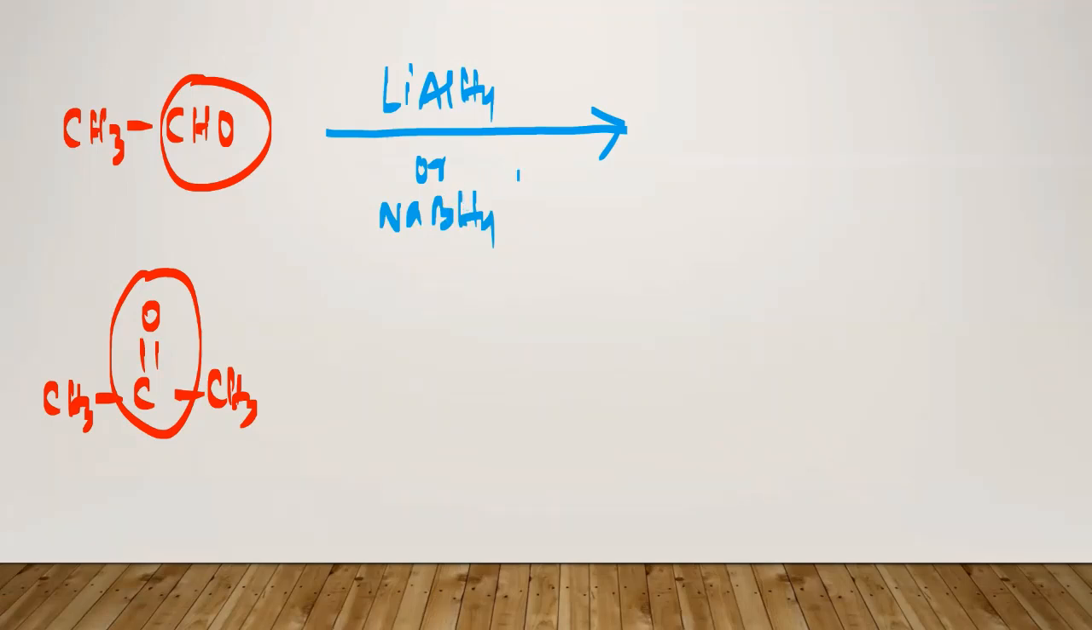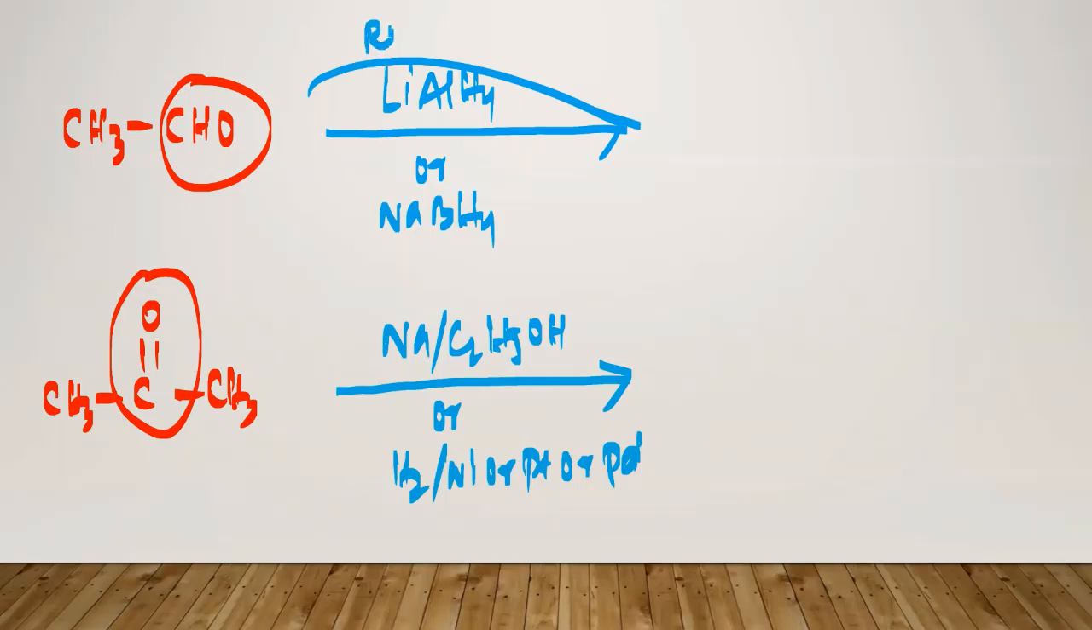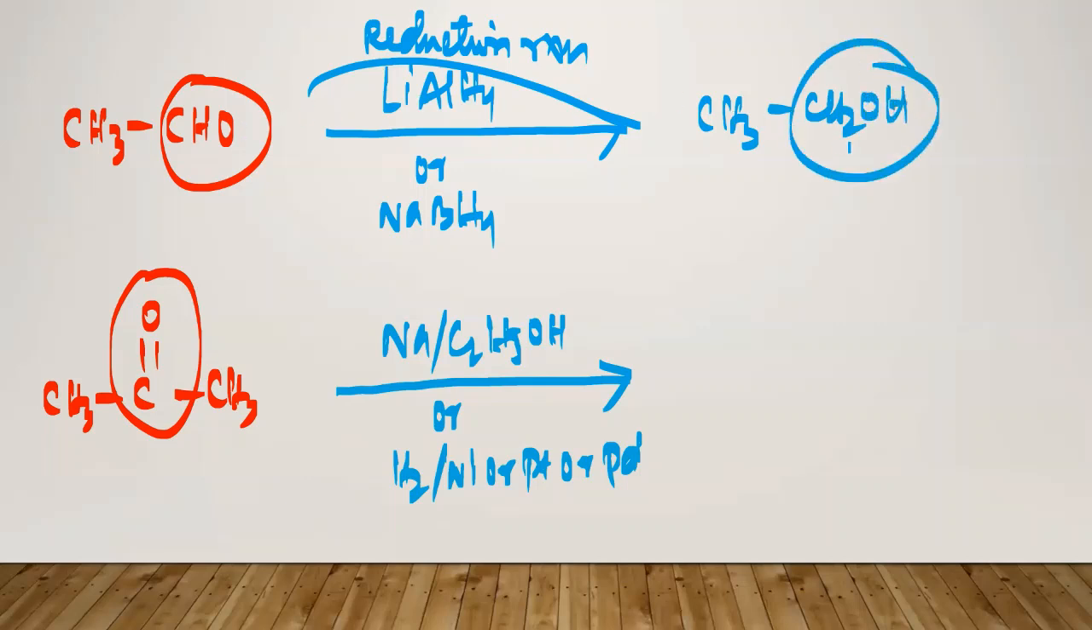You can use nickel along with hydrogen gas. Obviously, you can use any one; I have already mentioned what you can use. Sodium in ethanol, or H2 along with nickel, platinum or palladium. So in both cases, reduction will happen. Obviously this is a reduction reaction. You will get CH3, and CHO will be converted into alcohol, CH2OH. So CHO is reduced to alcohol.